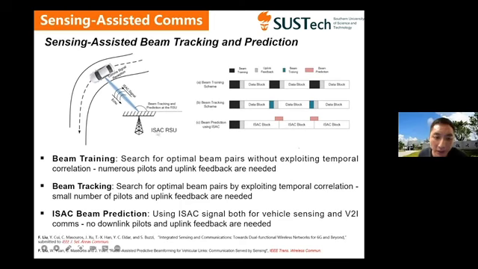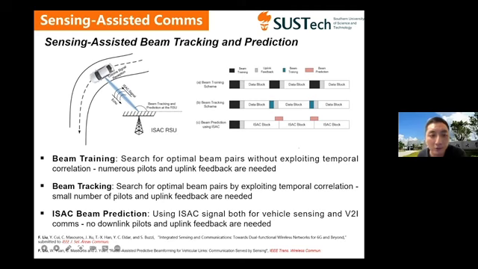So imagine that we have a roadside unit serving a vehicle, and it provides both sensing and communication services to this vehicle by using an ISAC signal. By using a conventional beam tracking scheme, which is based on pure communication protocols, for example, here we have the beam training schemes where we first send lots of pilots from the RSU to the vehicles.